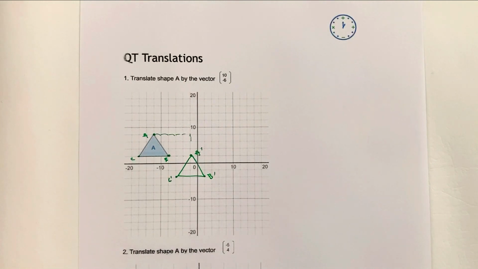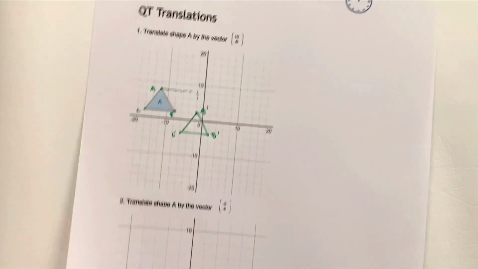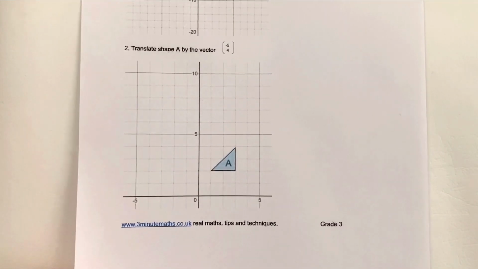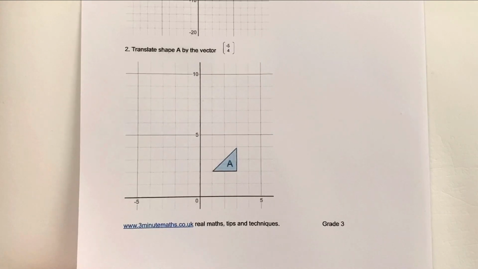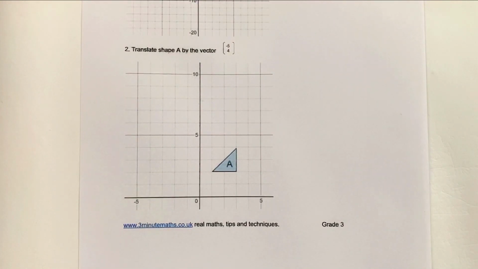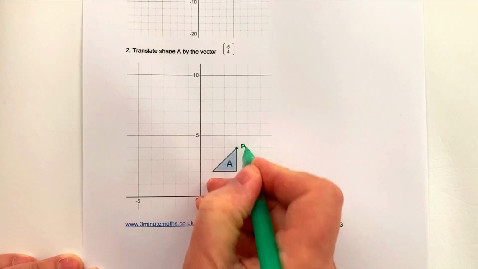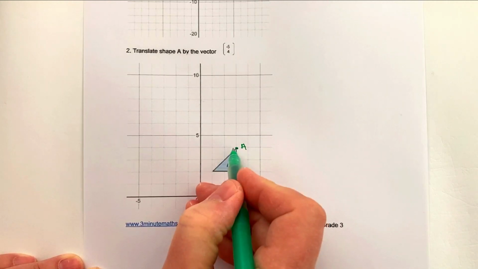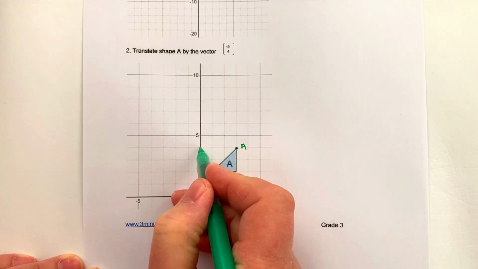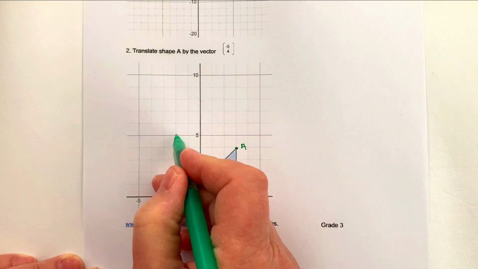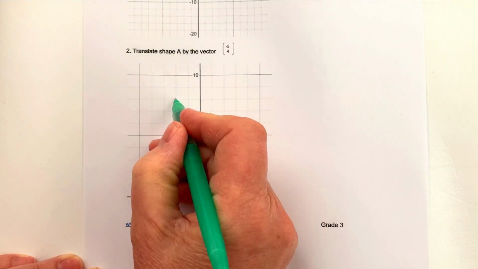Please don't get fooled. Do have a look at each of the grids because they might be different. So with question number 2, it's fairly straightforward because we've only got 1 unit for each of the squares. This one is going to be minus 5 in the negative direction and then 4 in the positive direction. So let's have a look at that. Again, I'm going to take a corner, call it A, and I'm going to move 5 along. 1, 2, 3, 4, 5, and then 4 up. 1, 2, 3, 4 up.